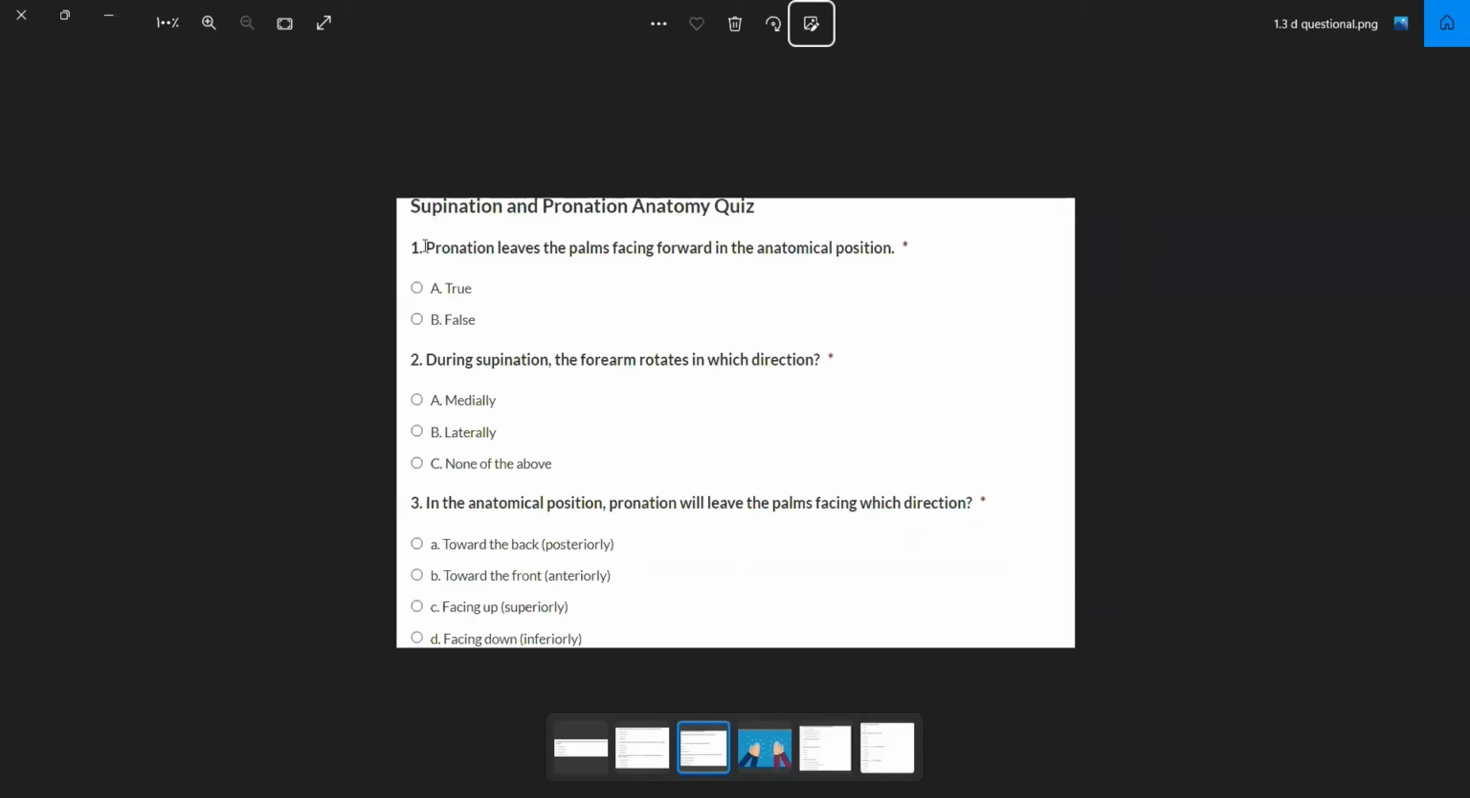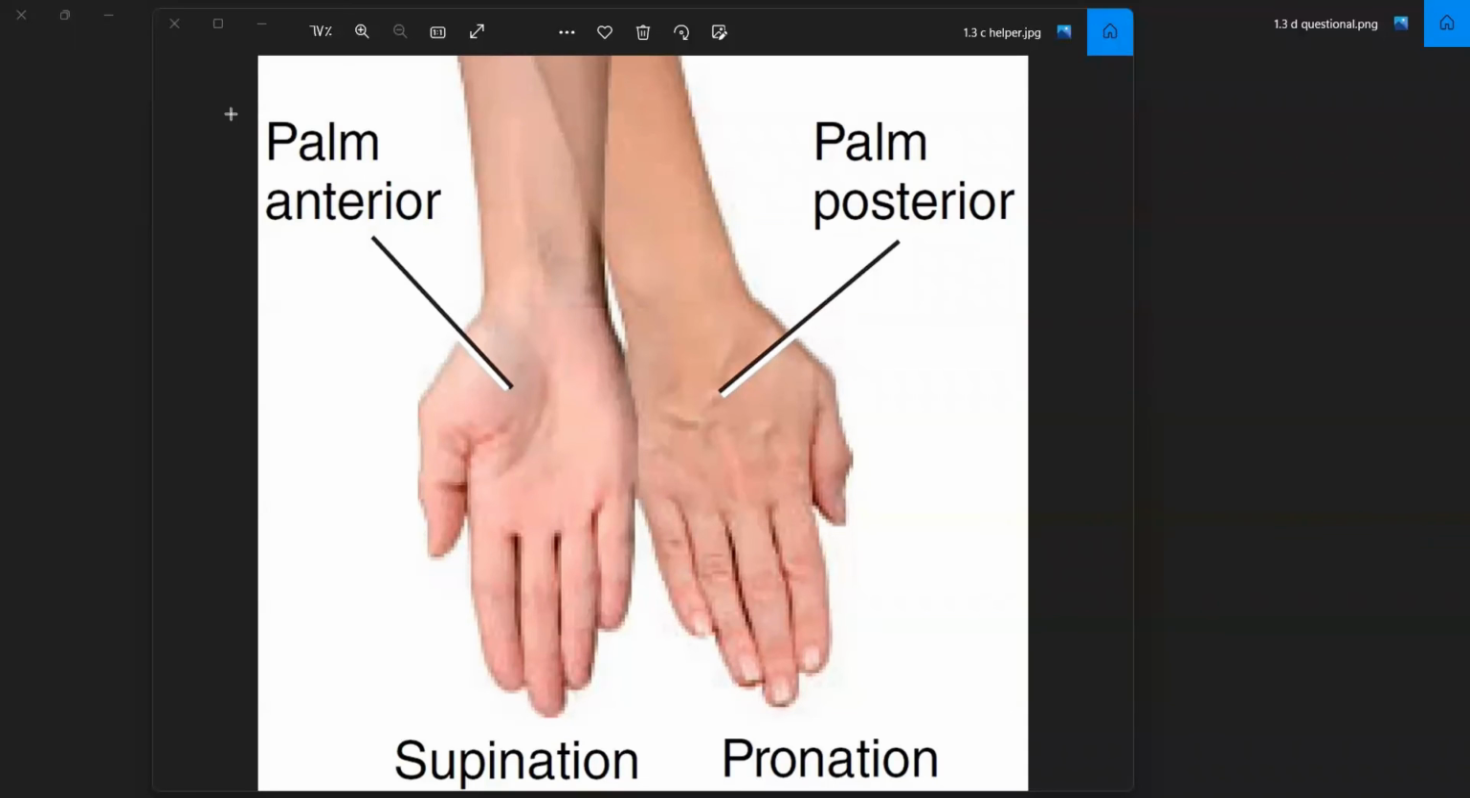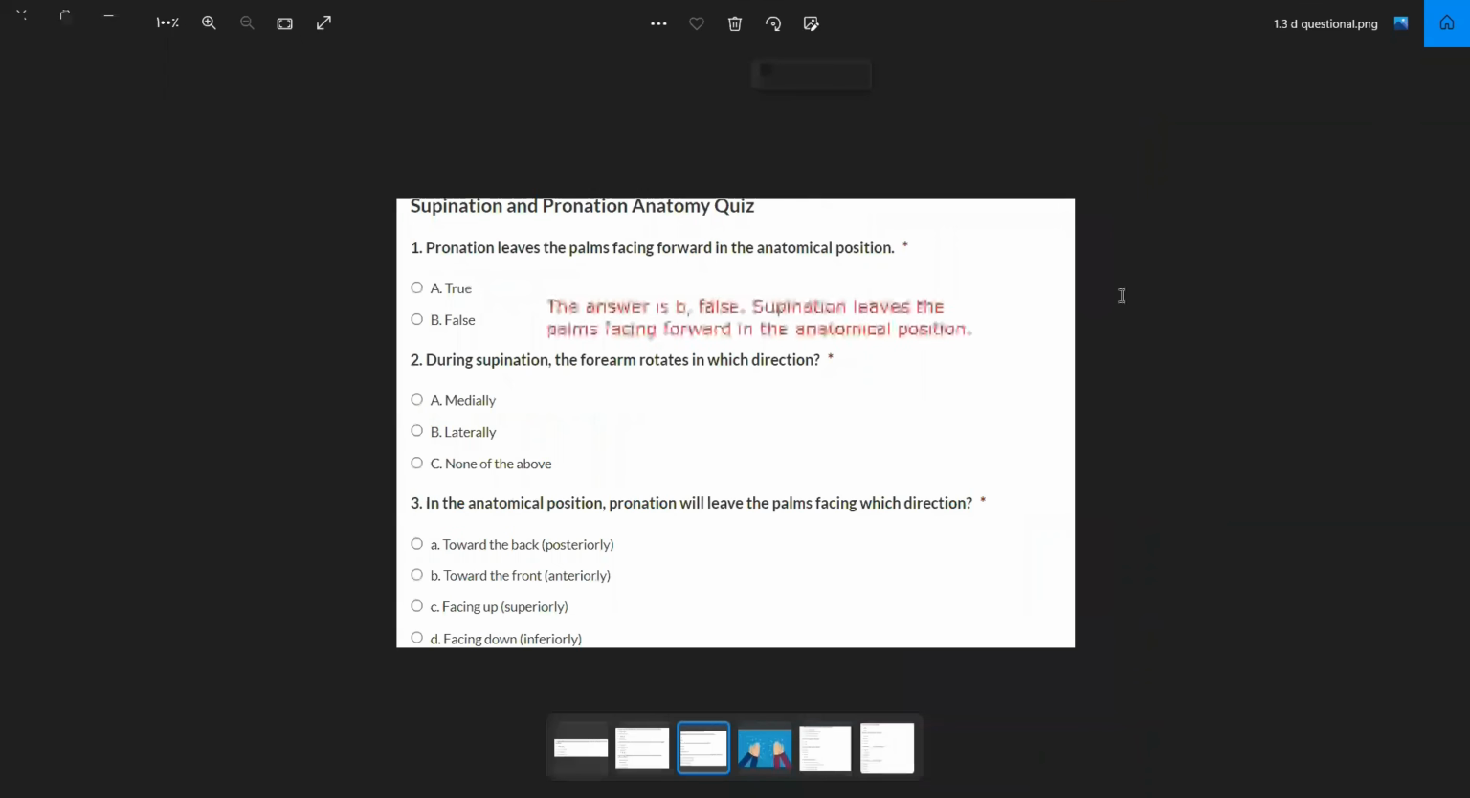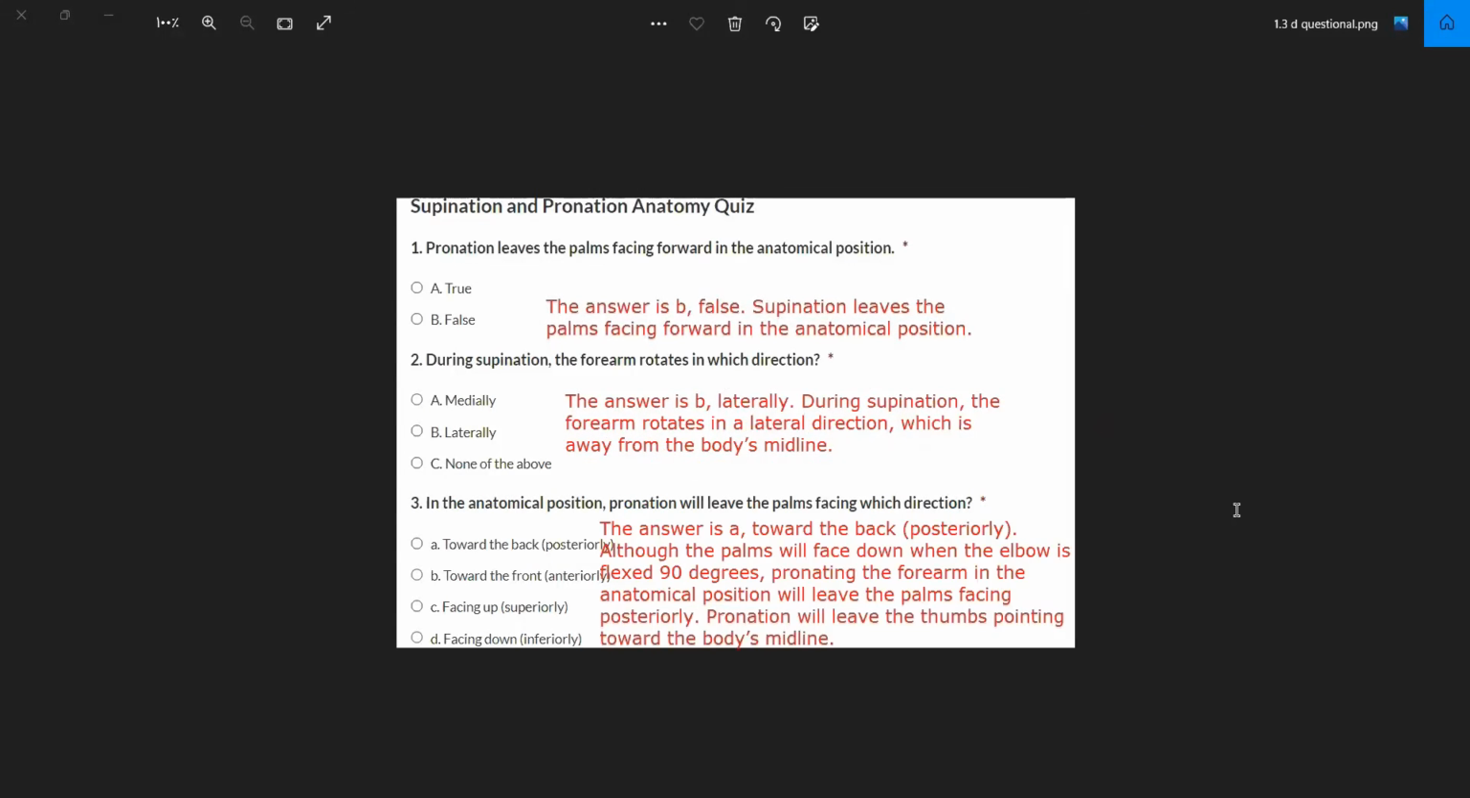You need first to know what's meant by supination and pronation. I am sorry, but this is the last special term you need to add to your notes. Pronation means palm posterior, while supination means palm anterior. B, B, and B. A way to remember. How about now? 1B, 2B, and 3A.